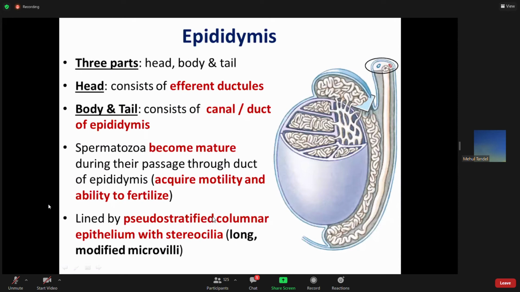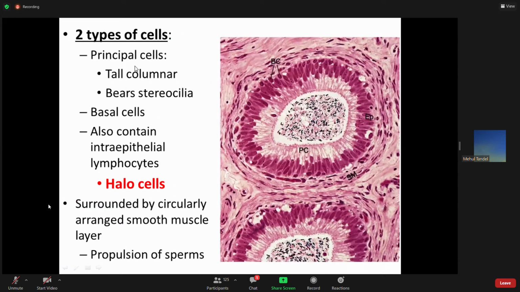It is lined by pseudostratified columnar epithelium with stereocilia. We studied this during pseudostratified epithelium. Stereocilia are long modified microvilli. They are not cilia. The epithelium contains two types of cells: principal cells, which are tall columnar cells bearing stereocilia, and basal cells. It also contains intraepithelial lymphocytes, known as halo cells. It is surrounded by a circularly arranged, very thin smooth muscle layer, which helps in propulsion of sperm.